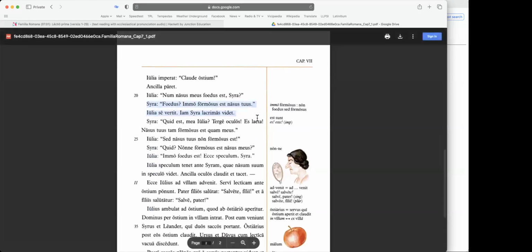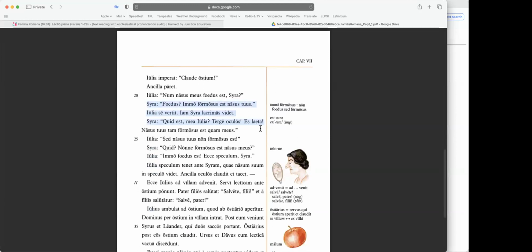All right, let's start here and go to there. I haven't had a chance to read through the chapter yet, so it's going to be like sight reading for me. That's the best way. Okay, so line 21. Sira, foedus, immo formosus es, nasus tuus. So she's saying Sira is ugly. On the contrary, your nose is formosus, I looked that up just now. It's beautiful.